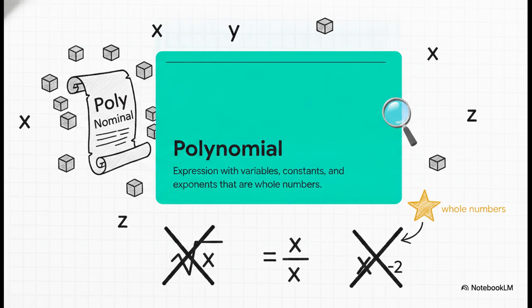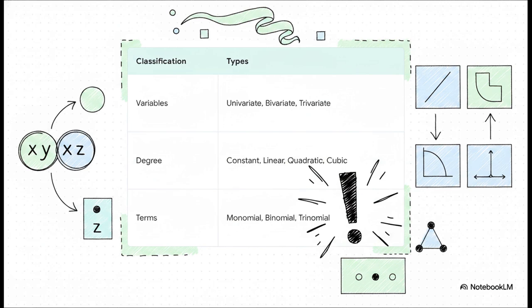If you ever spot a square root hovering over a variable, or a variable stuck down in the denominator or a negative exponent, boom, it's immediately disqualified. It is not a polynomial, period. Okay, check out this massive classification matrix. It's essentially how we organize polynomials, and we do it in 3 distinct ways.